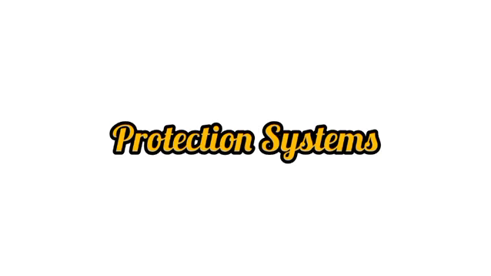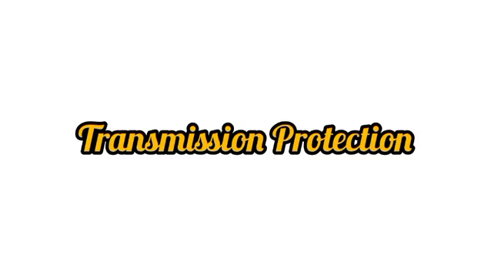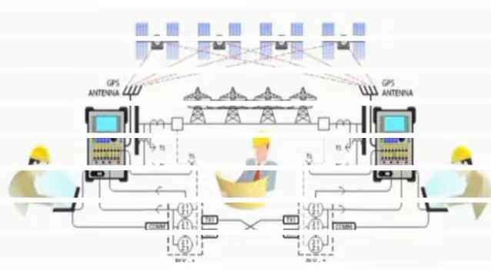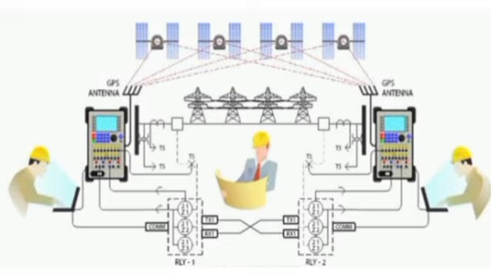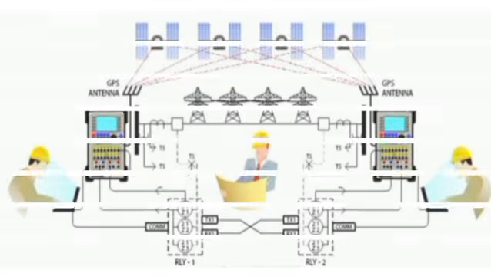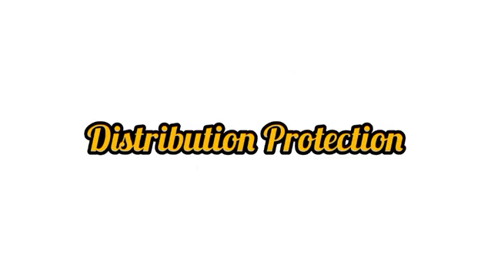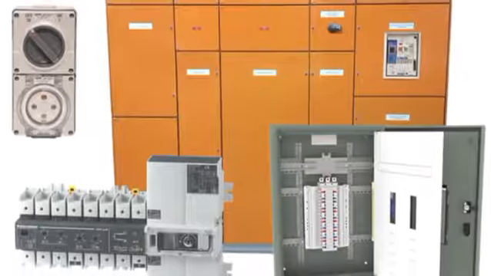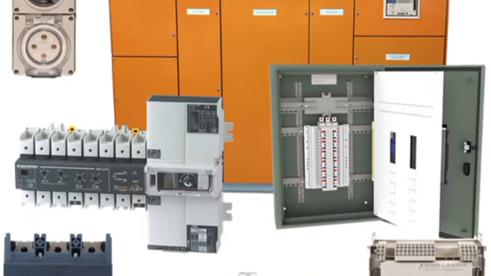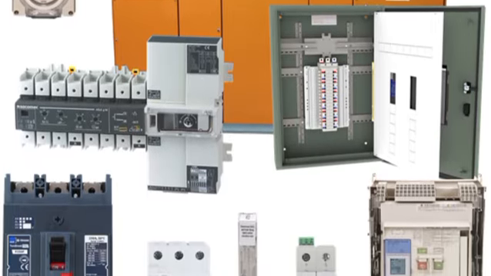Protection systems. Transmission protection: distance protection relays, differential protection, overcurrent and earth fault protection. Distribution protection: fuses and circuit breakers, reclosers, overcurrent and short circuit relays.